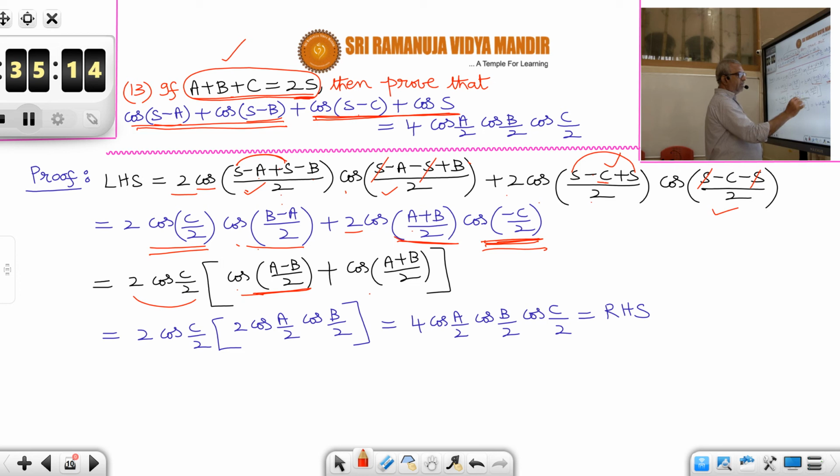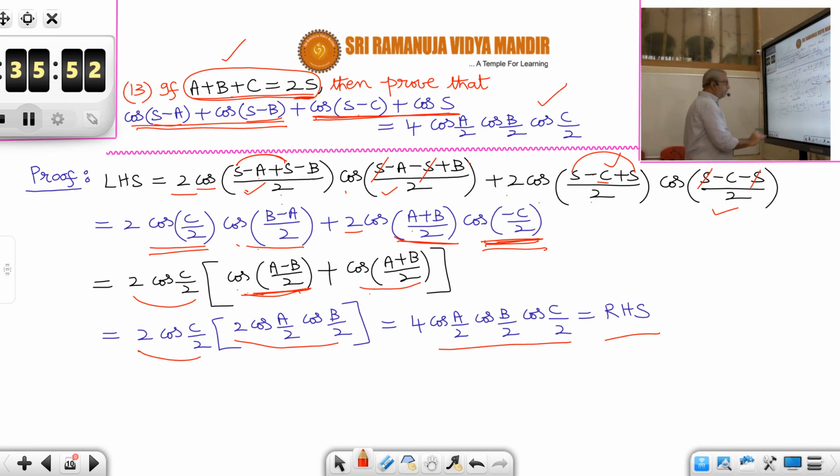So here you get in the bracket cos a plus b by 2. So in the bracket what is there? Cos of a by 2 minus b by 2 plus cos of a by 2 plus b by 2. So you will get cos cos plus sin sin plus cos cos minus sin sin. Sin sin gets cancelled, cos cos will add up. So 2 cos a by 2 cos b by 2 in the bracket, outside 2 cos c by 2. So finally the answer is 4 cos a by 2 cos b by 2 cos c by 2. That is the right hand side.